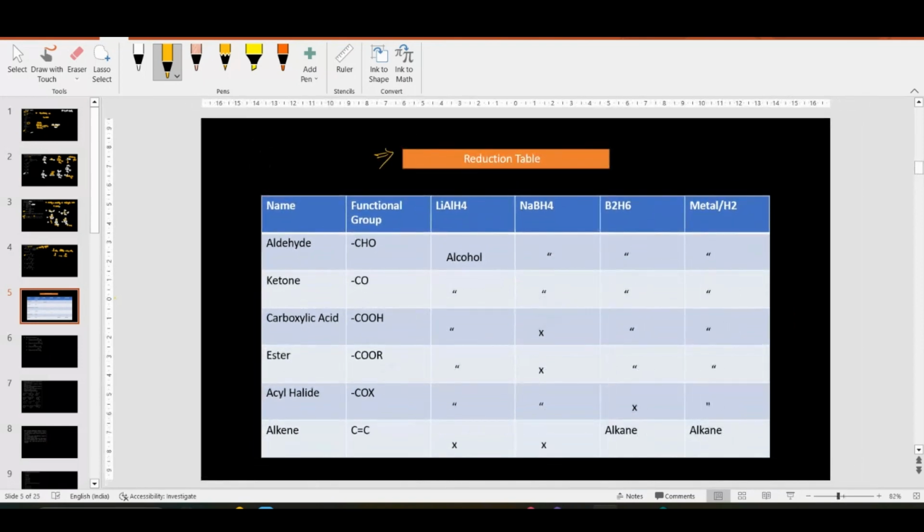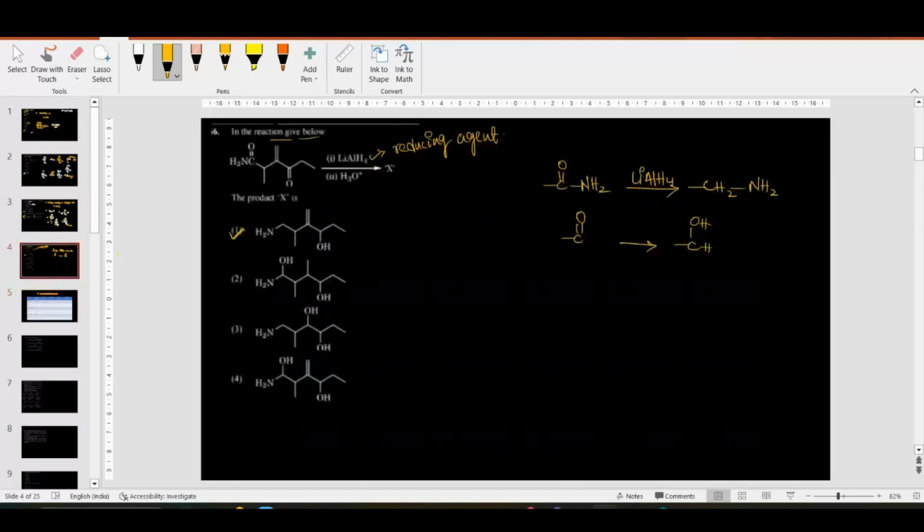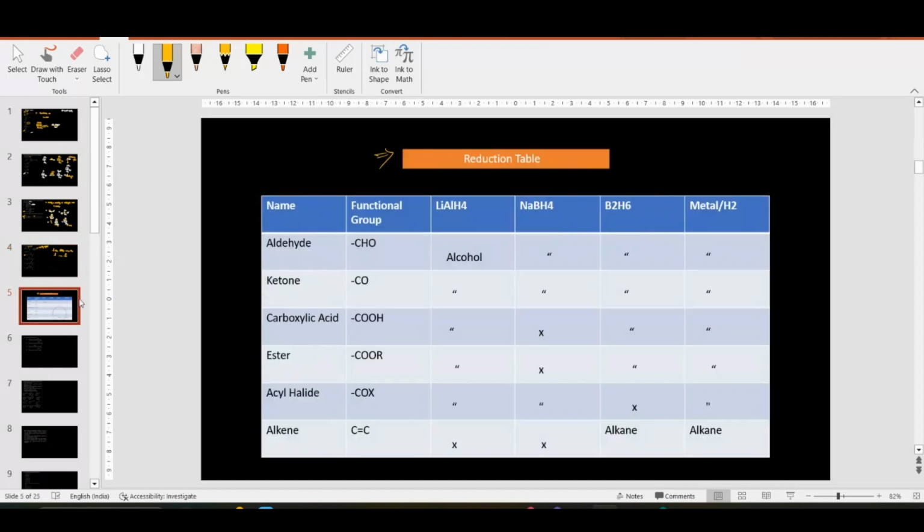Here you can see this table, that is the reduction table. This will be helpful for you in order to solve this type of question we have solved over here, right? LiAlH4 can reduce this aldehyde to alcohol, and this ketone to alcohol, and carboxylic acids also it converts to alcohol. It won't reduce alkenes.